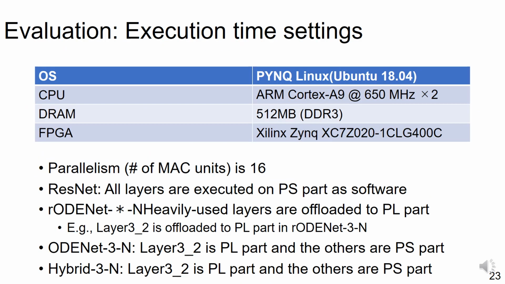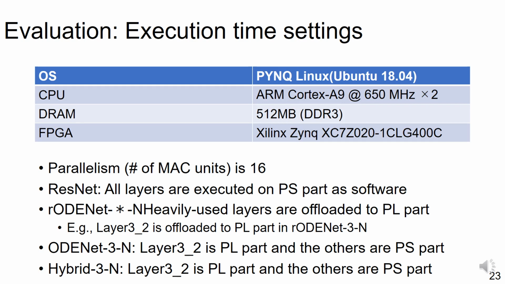We compare the architectures shown in this slide in terms of execution time. The first one is ResNet, which is implemented entirely in the PS part. The second is the RODNet variant, which offloads only the heavily used layers to the PL part and implements the others in the PS part. However, we focus on RODNet 3N because of its high accuracy and stability. The third is ODNet 3N, in which layer 32 is offloaded to the PL part, and the others are implemented in the PS part. The fourth is Hybrid 3N.